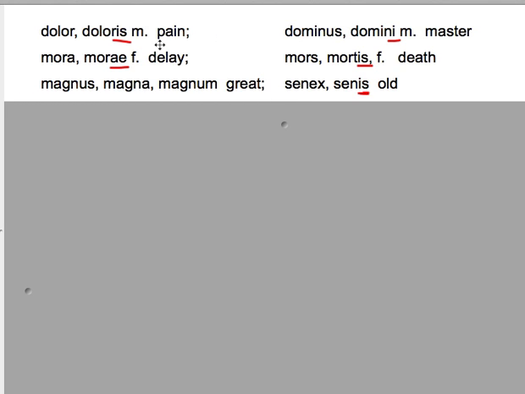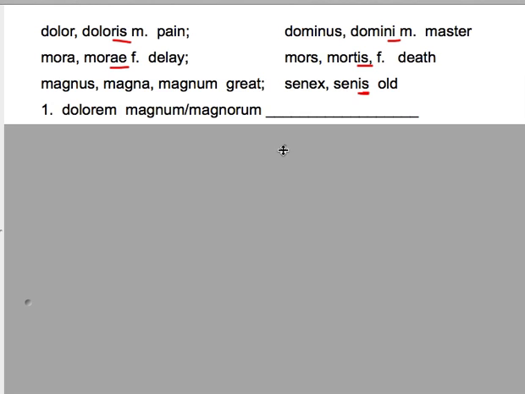Notice mora and mors are kind of similar. All right, dolor and dominus are kind of similar as well. Okay, maybe you can think of English words that will help you remember that. A master dominates. Okay, mortuary is where you find death. I don't know, something like that. It's up to you. You guys can figure it out.